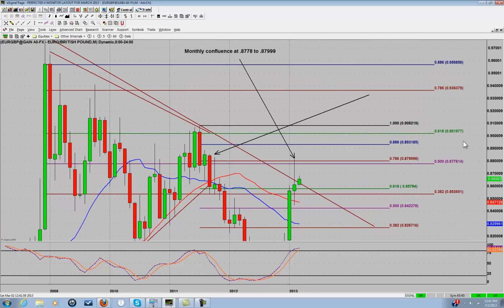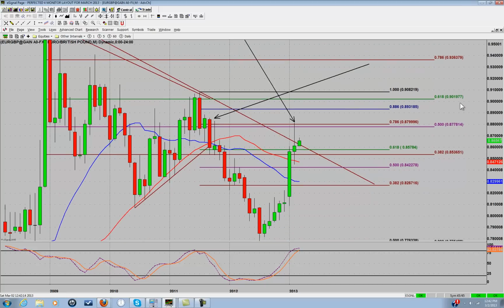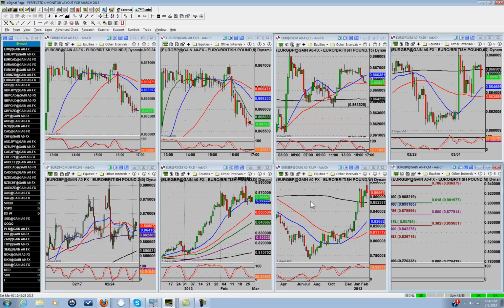We have a monthly confluence at 87.78 to 87.99. Notice that we peaked at that level. This is a monthly confluence of fibs where we have a 50% fib and a 786 fib, which was an incredible target for the bulls, by the way. Just amazing target. And we hit that level and have a big downdraft after that of about 200 points.